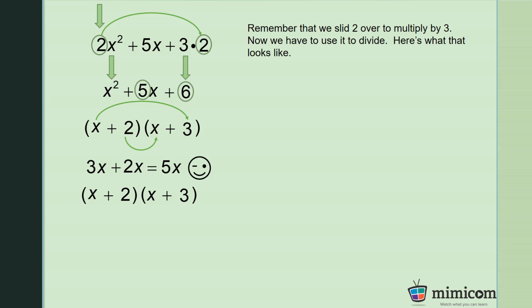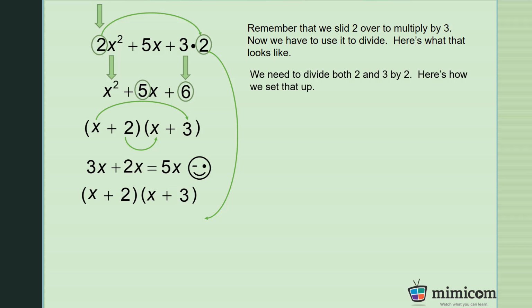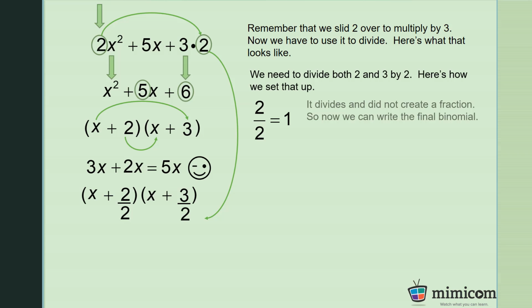Remember that we slid 2 over to multiply by 3. Now we have to use it to divide. Here's what that looks like. We're going to bring 2 down into our problem here. We need to divide both 2 and 3 by 2. Here's how we set that up. We're showing 2 divided by 2 here and 3 divided by 2 here. We know that 2 divided by 2 is equal to 1. It divides and did not create a fraction.